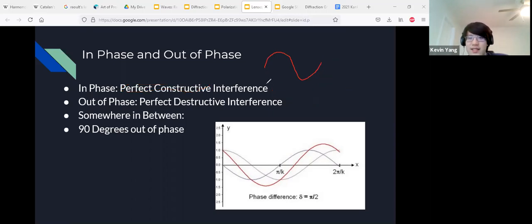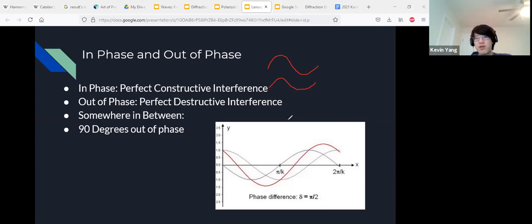And whenever they're out of phase is whenever they are perfect destructive interference, right? So we have these high sections with the low sections, and they cancel out. In phase means that they look the same, so these two waves are in phase. But if you're perfectly out of phase, that means that the two waves are opposite to each other.